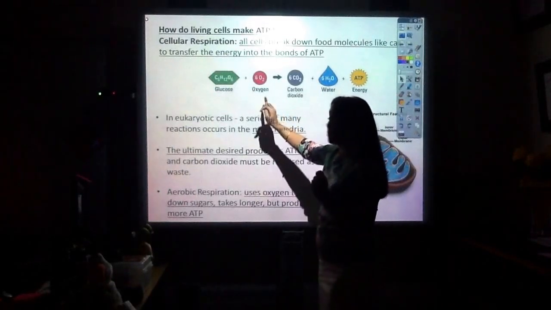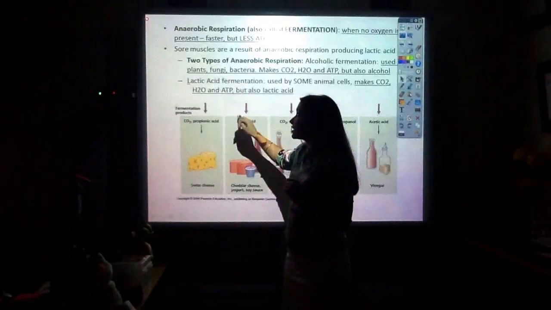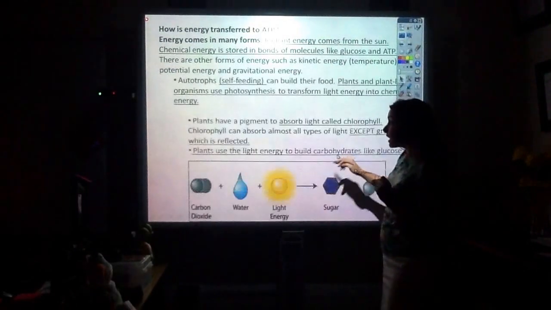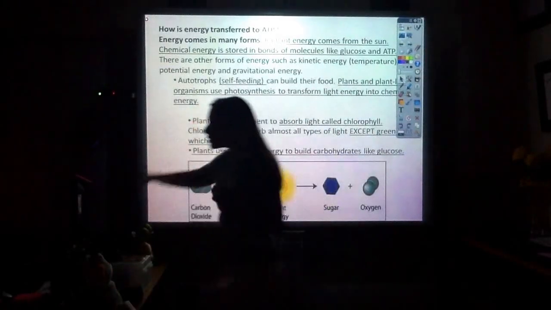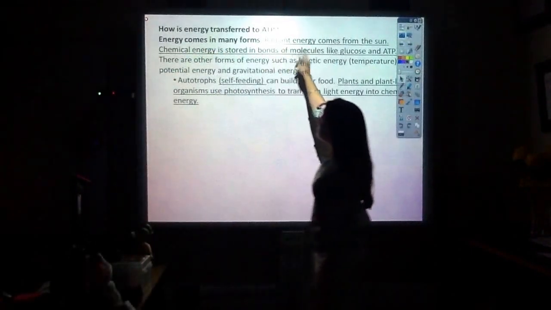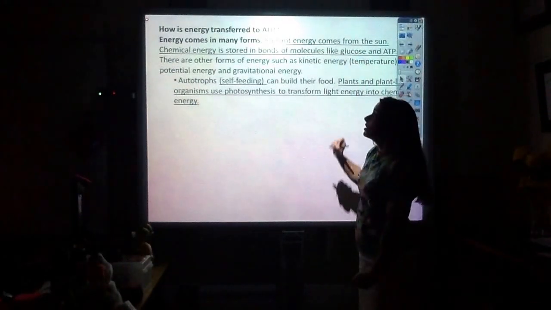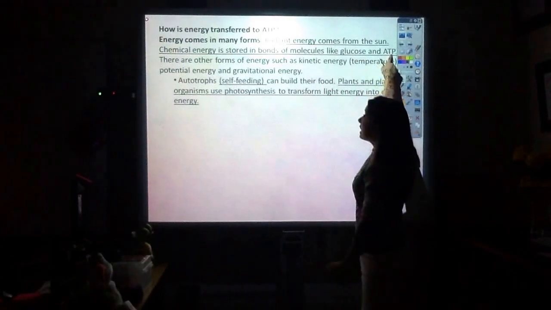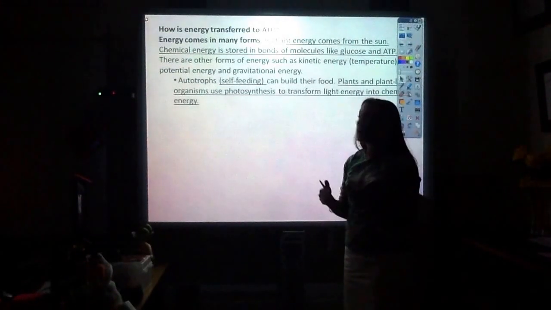So what we actually want to focus on is, where do carbs come from? Carbs are going to come from plants. And so what we're going to see is that plants are what are doing all of this work. So let's back up for a second and talk just about energy. Energy comes in many forms. You have radiant energy, which comes from the sun, chemical energy, which is stored in the bonds of molecules like glucose and ATP.